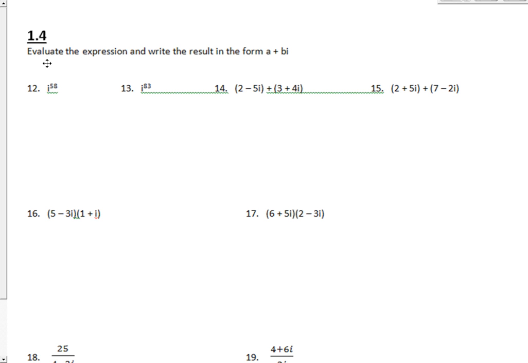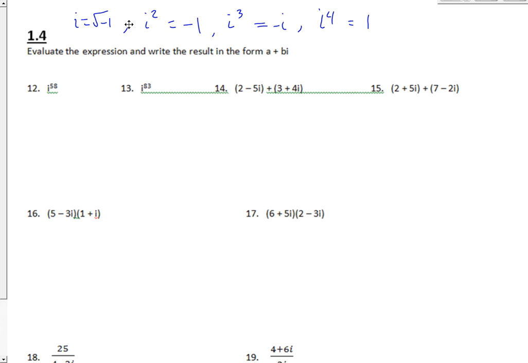Here is number 12, starting with number 12 on the 1.3 to 1.5 test review. To do number 12 and 13, we have to know that, first of all, i is equal to the square root of negative 1, and i squared is equal to negative 1. And i to the third is negative i, and i to the fourth is positive 1.